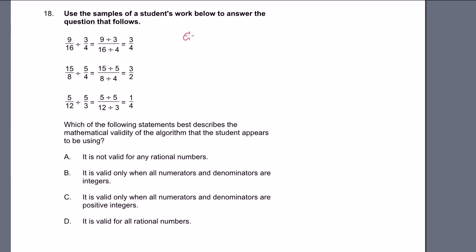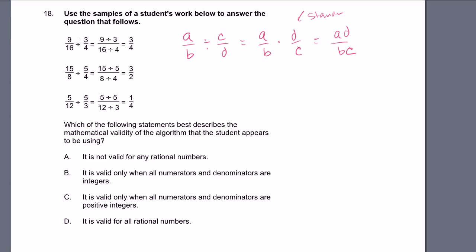The standard way, if we have a over b divided by c over d, or at least the way I learned to do it, I would say that this is equal to a over b times d over c, times the reciprocal of this. And I would have gotten that it's equal to AD over BC. This is the standard algorithm.